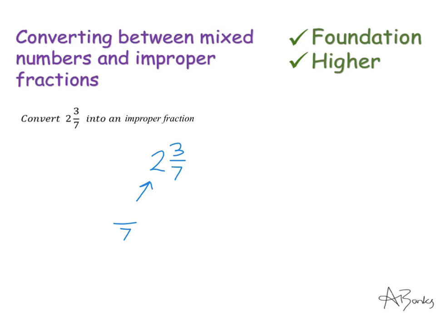So how many sevenths are there in the number 2? Well, there are 7 sevenths in a whole one. So in 2 whole ones, there will be 2 times 7, which is 14 sevenths. And then I also have my 3 sevenths to add on to that, because this is my mixed number. So altogether, 2 and 3 sevenths is made up of 17 sevenths.